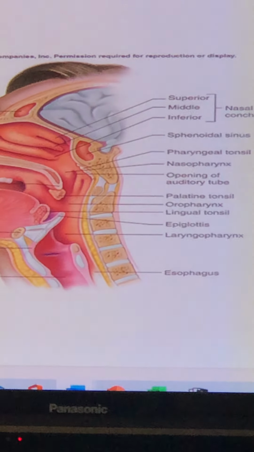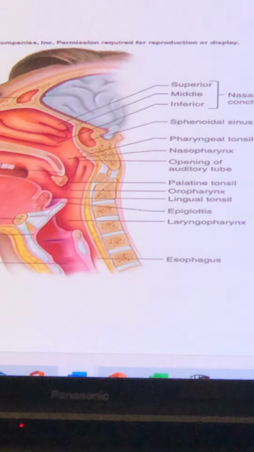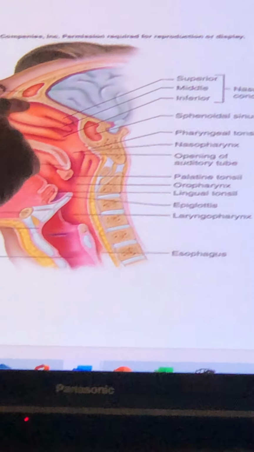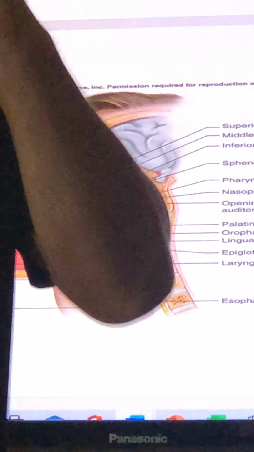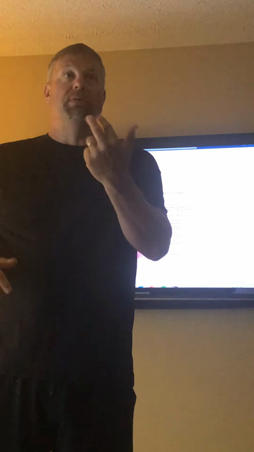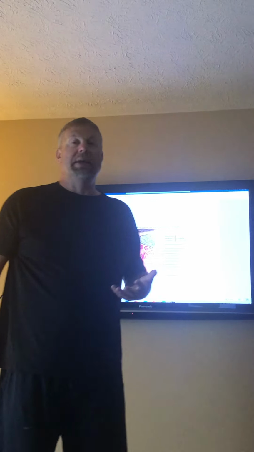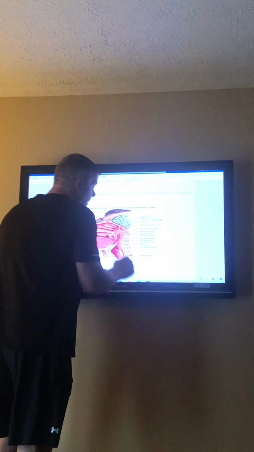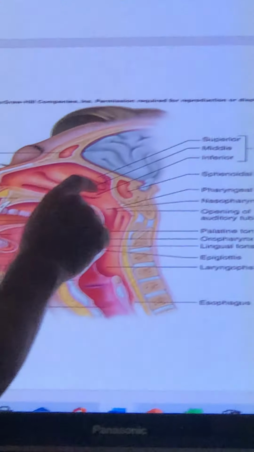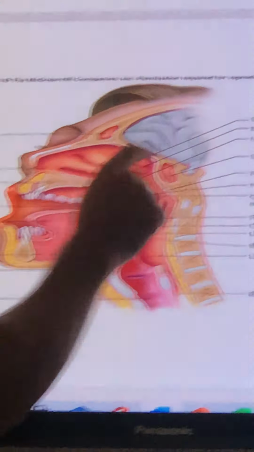But you have, if you remember from Biology 137, little scroll-shaped portions on bones in the nasal cavity. If you look back in there, you'll see them. But you can only see the middle and inferior nasal concha. The superior is hidden up too high to see. But we have a superior, middle, and inferior nasal concha.